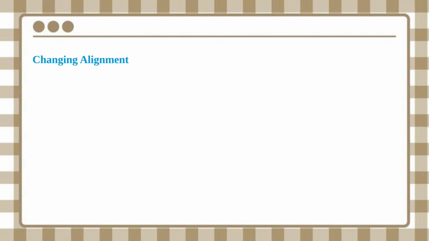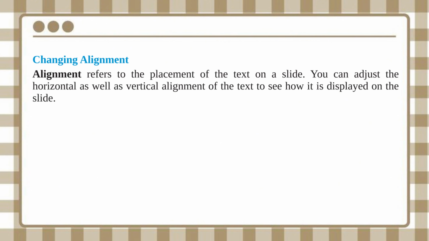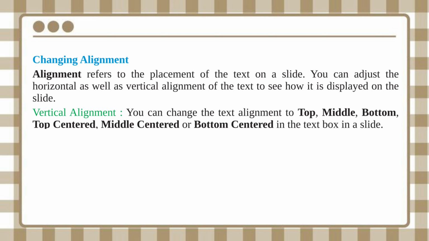Changing alignment. Alignment refers to the placement of the text on a slide. You can adjust the horizontal as well as vertical alignment of the text to see how it is displayed on the slide. Vertical alignment. You can change the text alignment to top, middle, bottom, top centered, middle centered or bottom centered in the text box in a slide.